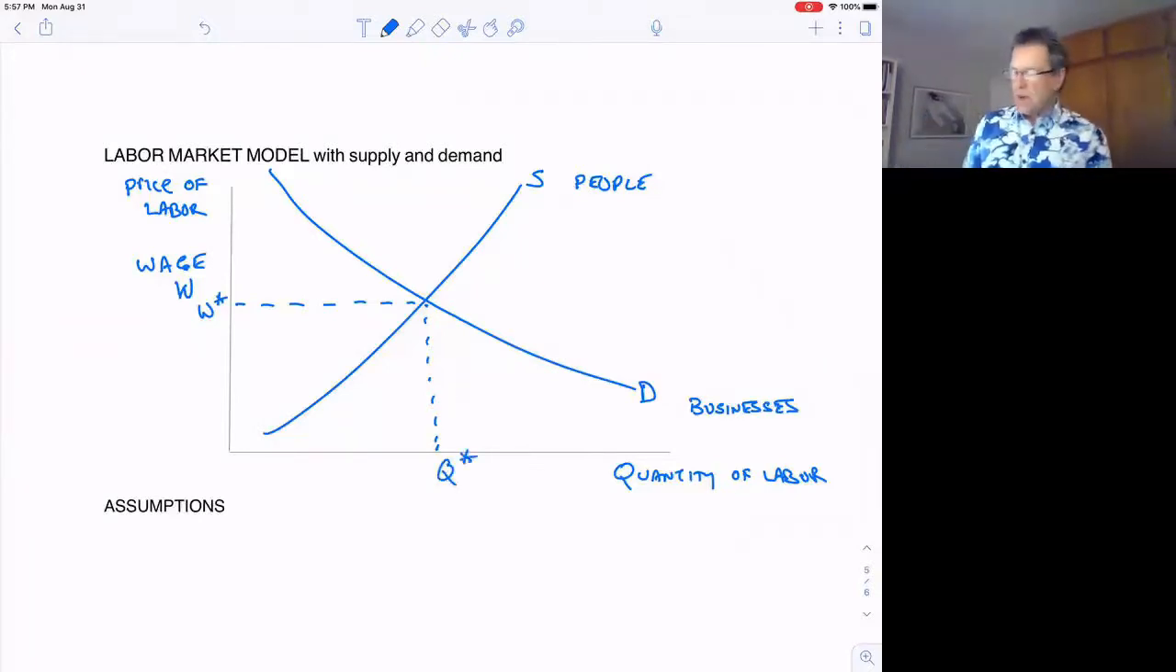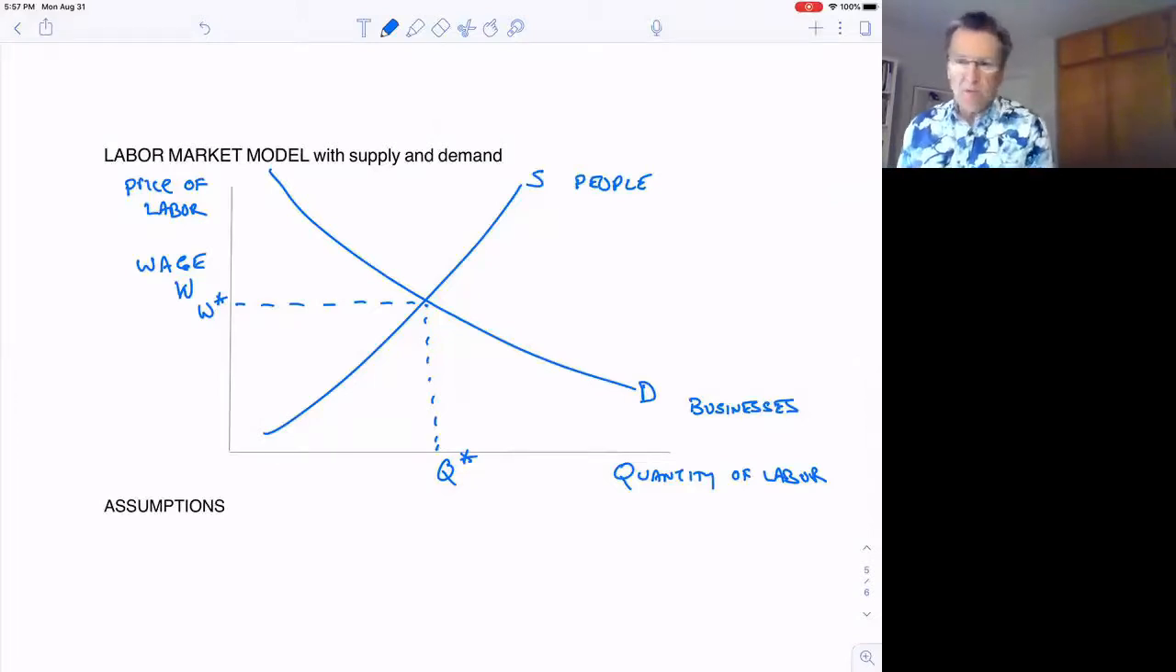At equilibrium here, there really is no unemployment. Everyone that wants a job has a job. There's no surplus or shortage in the market. And the wage rate for everybody is the same.